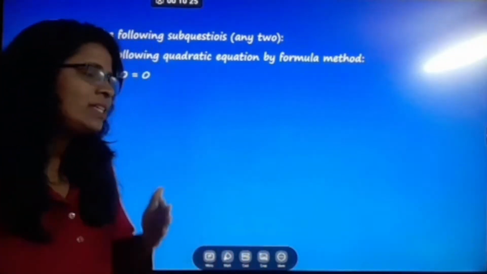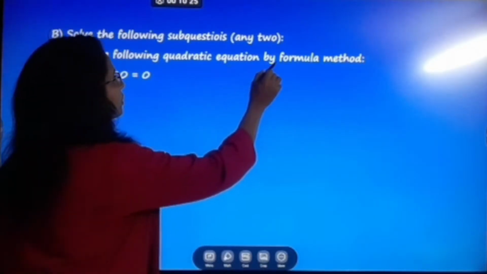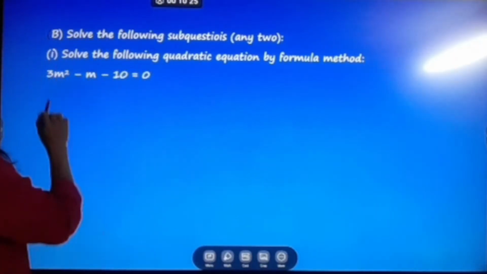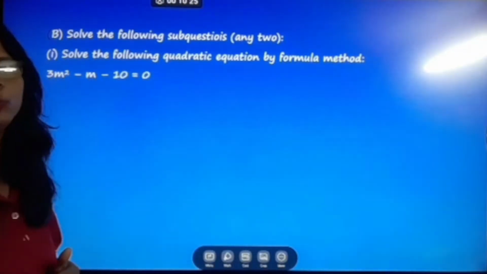Okay, so first example: solve the following quadratic equation by formula method, that is 3m square minus m minus 10 is equal to 0.